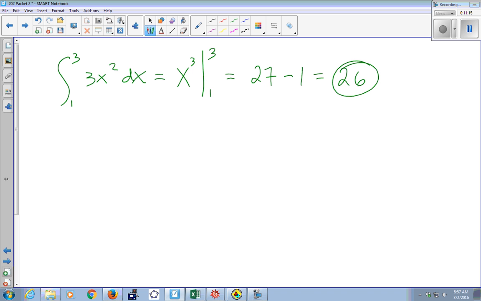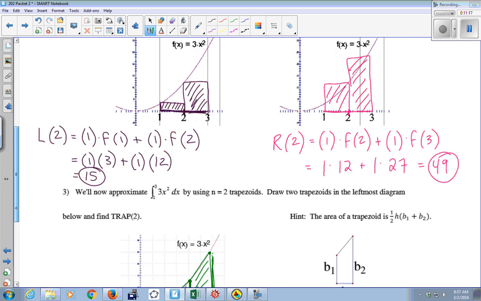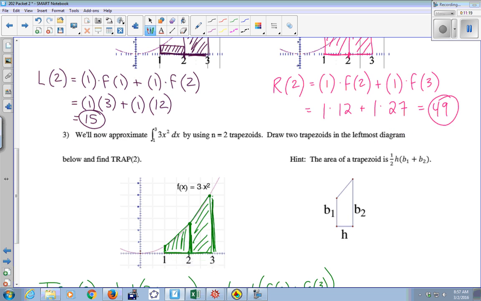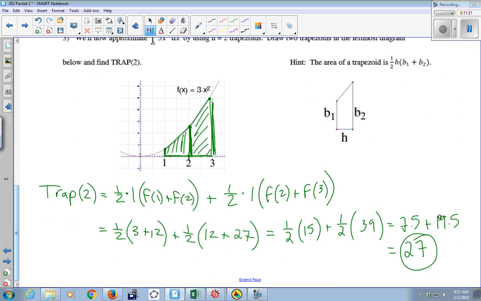Okay, so far we've gotten estimates of 15, 49, and 27, right? So 27 is clearly the best one so far.